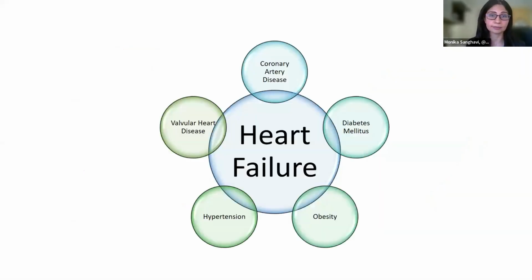So what are some factors that lead to heart failure or a problem with the pump function? I mentioned a couple: diabetes, hypertension, obesity, but also coronary artery disease. So if there's a problem with the blood flow, you lose blood flow to a certain part of the heart, that part of the heart dies, and now the heart is going to lose some of its pump function. And valvular heart disease, I'm going to talk about in a little bit.